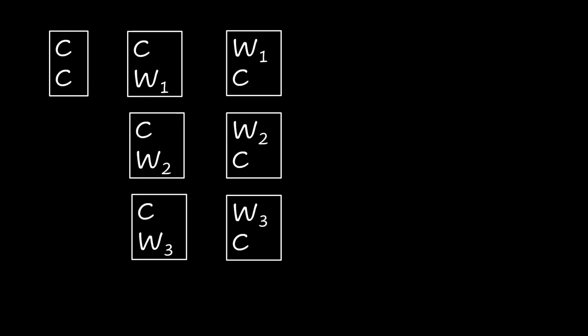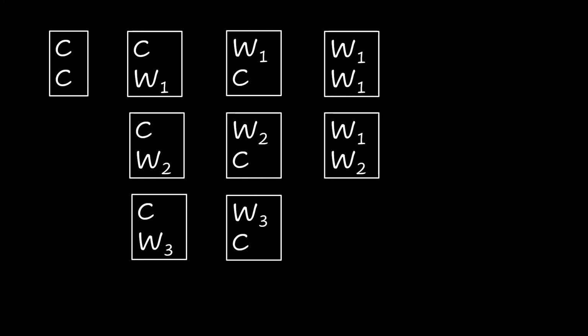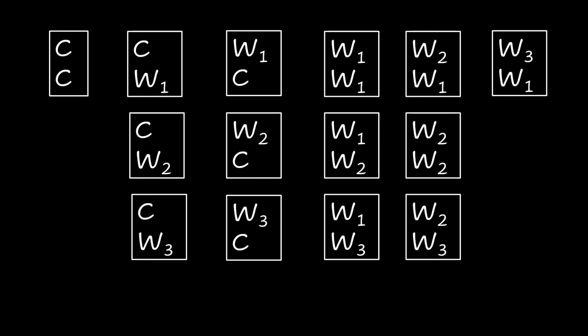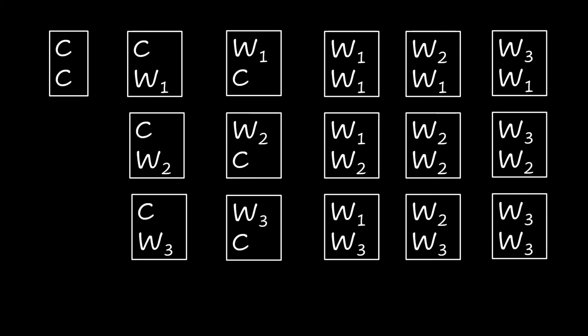I can also have another case where I have W1 for number 1 and W1 as well for number 2. W1 for number 1, W2 for number 2, and W1 for number 1, W3 for number 2, and so on and so forth. I hope you can see that I can have W2 for number 1, W1 for number 2, and so on. So these are the 16 different scenarios or 16 different sets of answers.